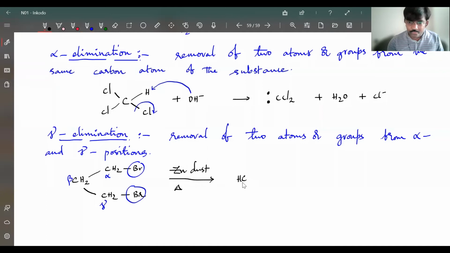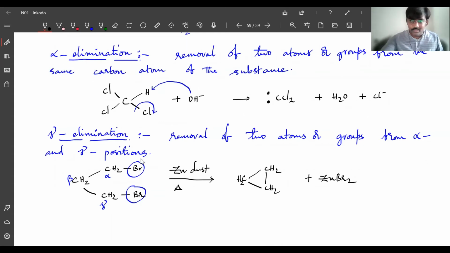Okay, CH2, and here one more CH2, and here another CH2. So between them a bond will come. So this is cyclopropane I'm getting. And the bromine removed will come out as zinc bromide. Okay. So this kind of reaction is called a gamma elimination reaction. Right. So this is how we can talk about the elimination reactions.